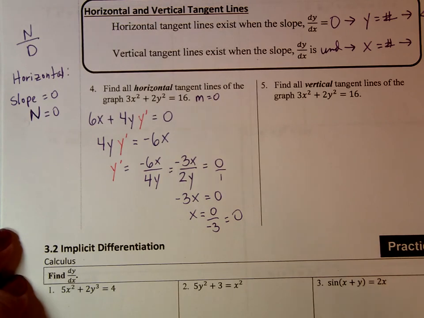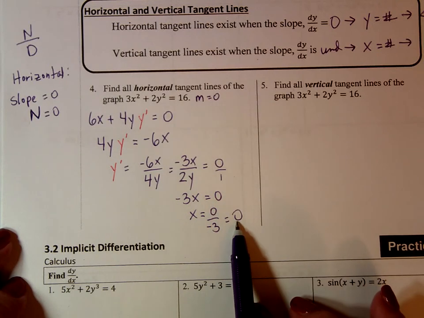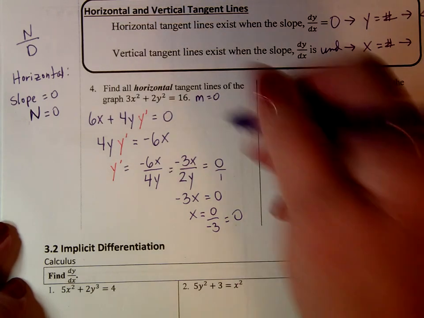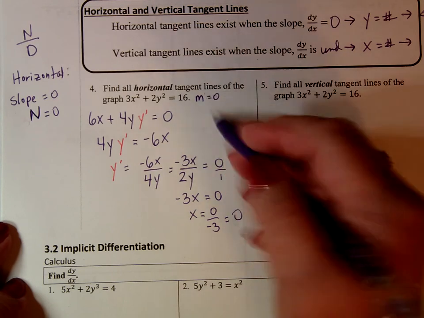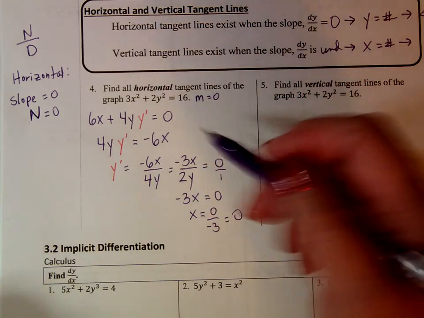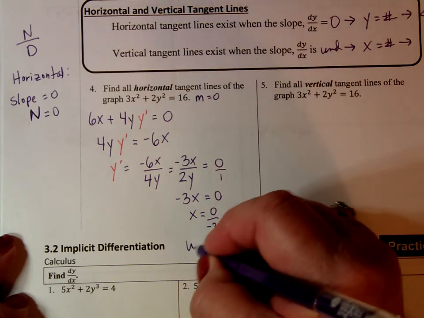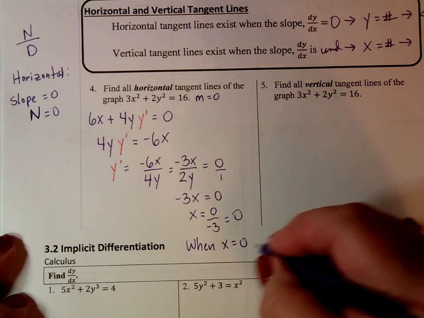So it says find all the horizontal tangent lines. What did I just find right here? I found that when x equals 0, that's where I have a horizontal tangent line. But that's not the answer to the question. The question is, where is it? Find all the horizontal tangents. I'm just saying that when x equals 0, that's when I'm going to have a horizontal tangent line.